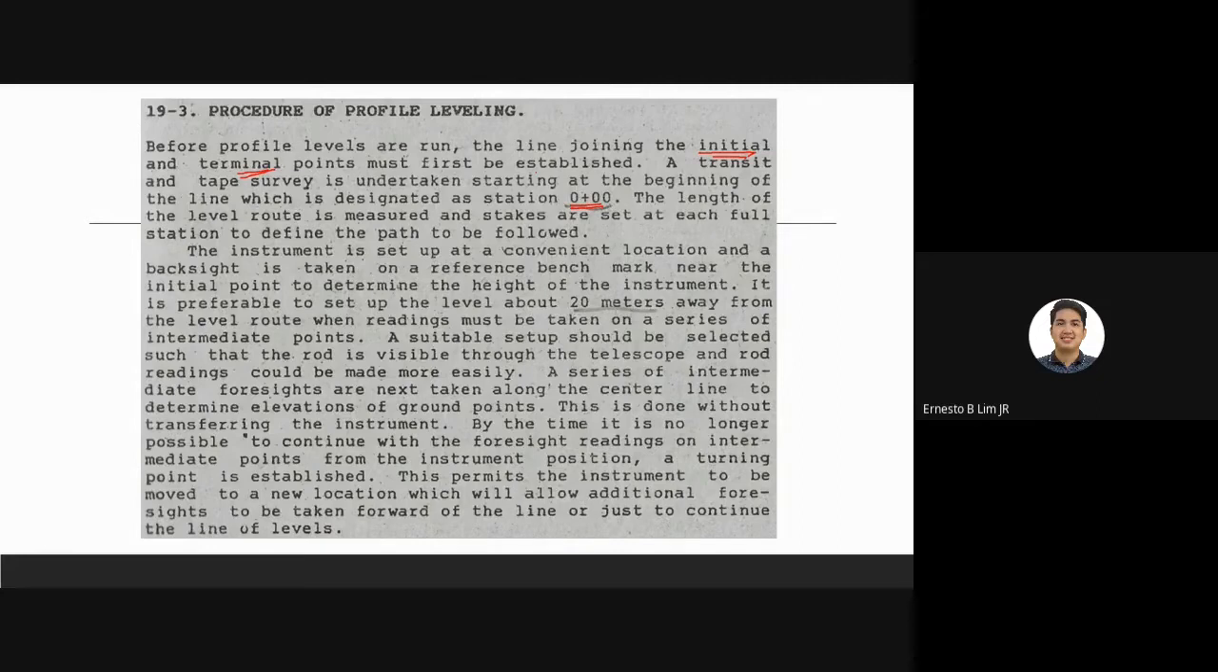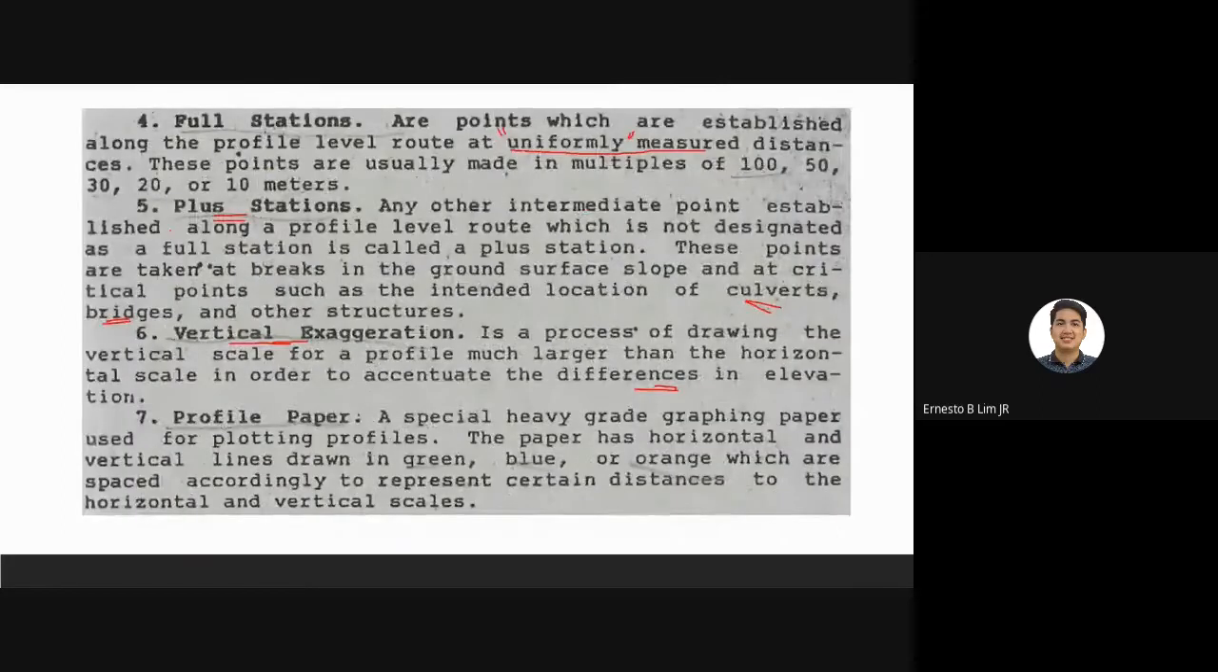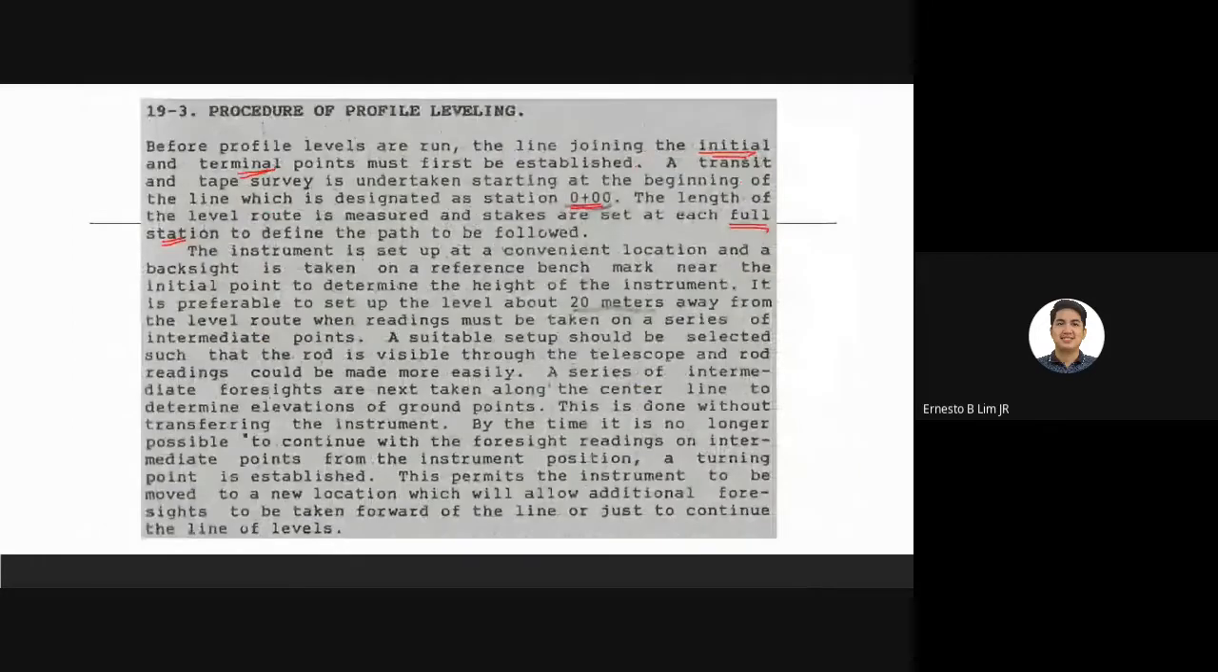The length of the level route is measured and stakes are set at each full station to define the path to be followed. So you have to decide what would be your full station, the specified distance here. It depends on your decision: 50, 30, 20, or 10 meters.